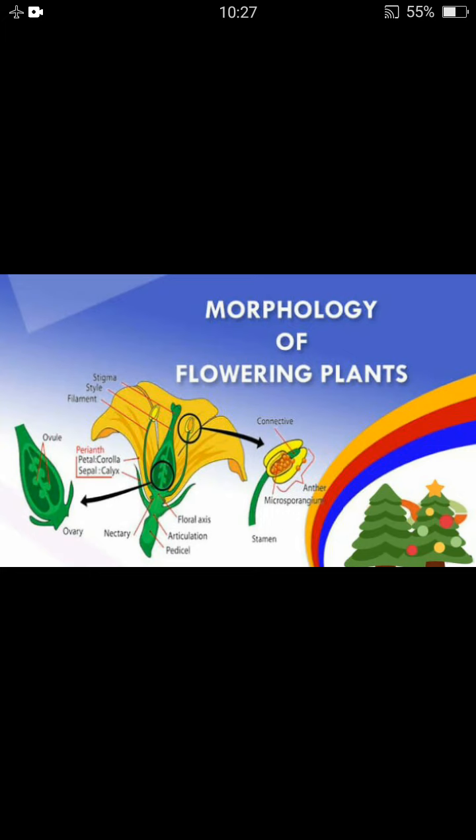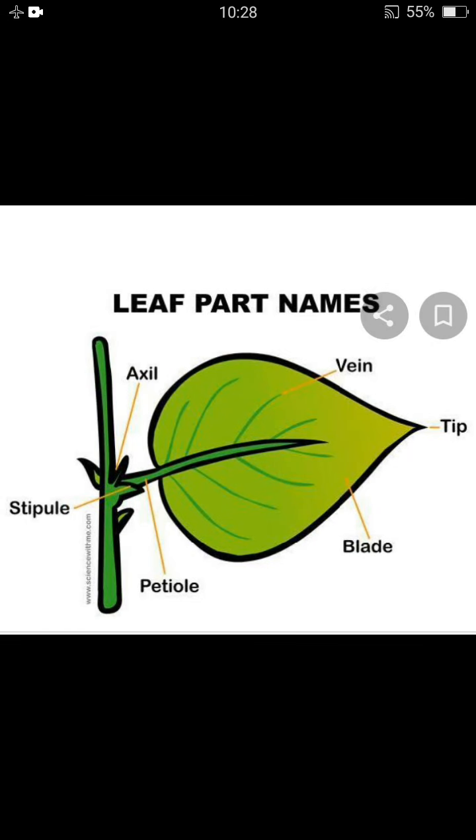The leaf is a lateral, generally flattened structure borne on the stem, and it develops at the node and bears a bud in its axil. You can see the diagram of the leaf on the screen. The axillary bud later develops into a branch.